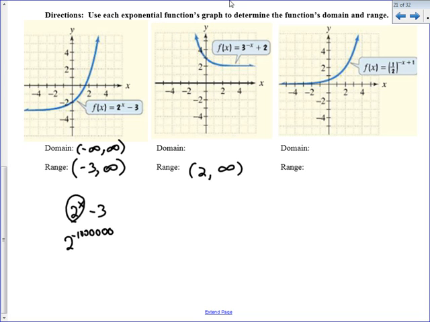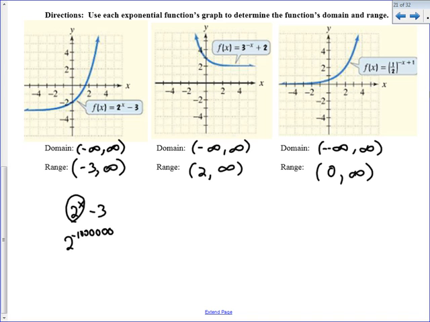What's our domain? Negative infinity to infinity. That's true for all of our exponentials. And the last one, domain? Negative infinity to positive infinity. And what y value does this graph flatten out on? 0. I'll never be able to get there because I can't make an exponential 0. So we use a parenthesis.